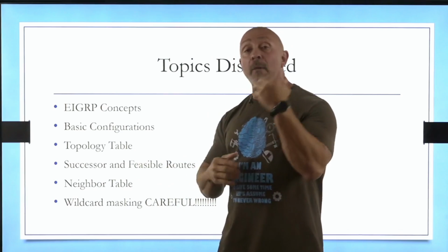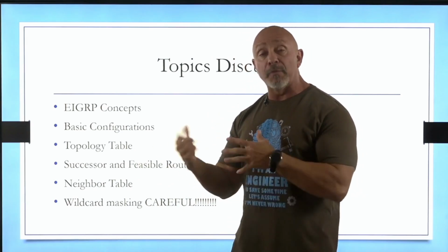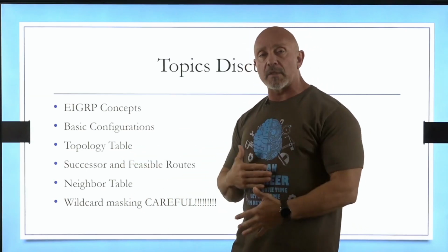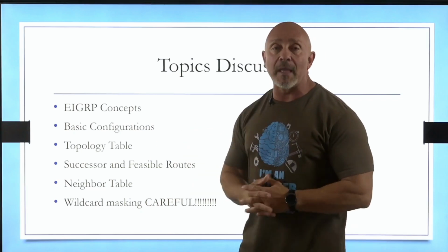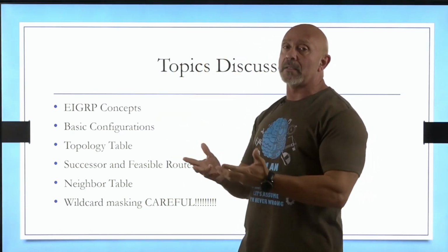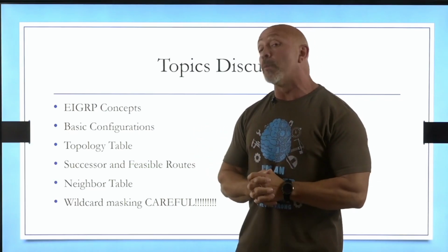All right, we took a look at what you need to know, like the active and passive. Those are very important. All right, and the feasible distance. We saw that that's how we get our successor routes and our feasible successor routes, based on that calculation that we looked at of the advertised distance from our neighbor and what we're advertising to get to that particular neighbor. So it comes out with a feasible distance.